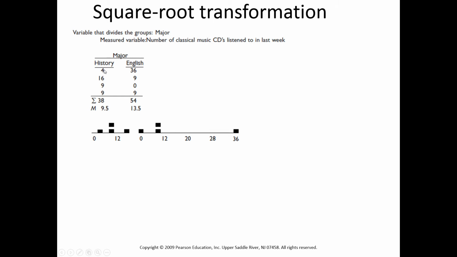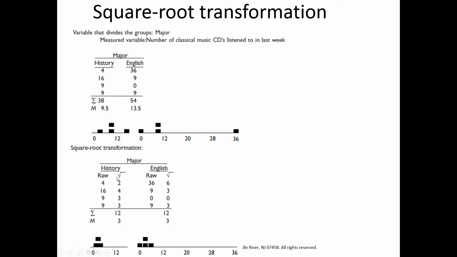In the history major, 1 student listened to 4, another to 16, and 2 others to 9. For the English major, it was 1, 36, another 9, 0, and 9. So if you plot the distribution from those 4 numbers for history majors, it looks more or less Gaussian, but for English, it is a quite skewed distribution. But if we apply, for example, a square root to those numbers, then it will compress all those big numbers much more than small numbers, so it will reduce this skewness.